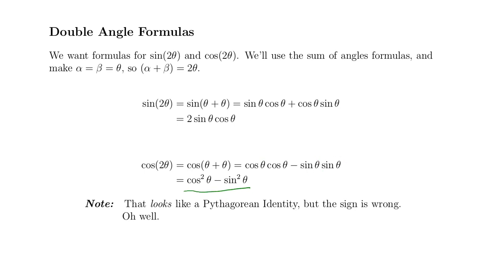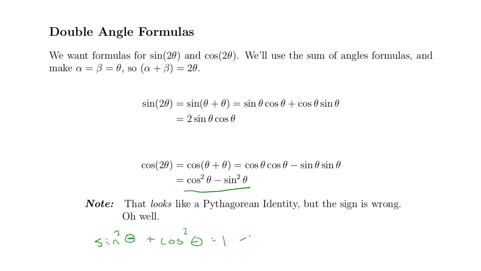So there we go. Notice this looks kind of like a Pythagorean identity, but the sign is wrong. It would need to be plus in here for this to be the Pythagorean identity, but it's not. So this is not equal to 1, but there is something about the Pythagorean identity that we can use here. We can do some stuff with this. So the Pythagorean identity says sine squared theta plus cosine squared theta equals 1. And notice we have some of those terms in here.